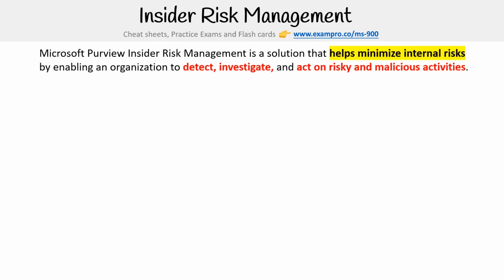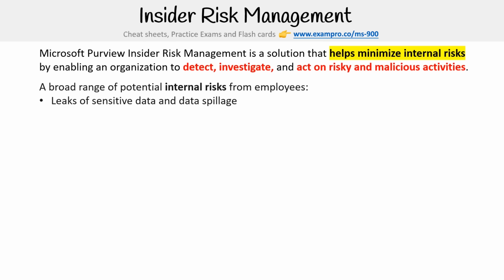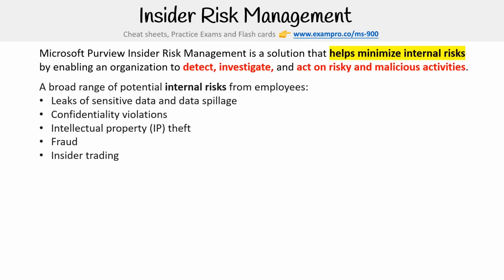We're taking a look at Microsoft Purview Insider Risk Management, which is a solution that helps minimize internal risks by enabling an organization to detect, investigate, and act on risky and malicious activities. Within an organization, a broad range of internal risks could occur from unethical behavior and actions by employees and managers. Some of these examples include leaks of sensitive data and data spillage, confidentiality violations, intellectual property theft, fraud, insider trading, and regulatory compliance violations.